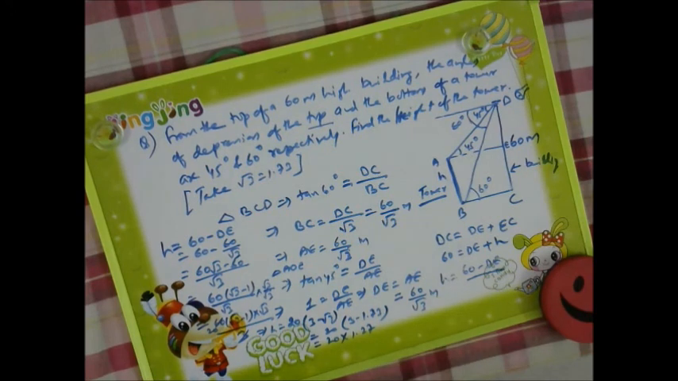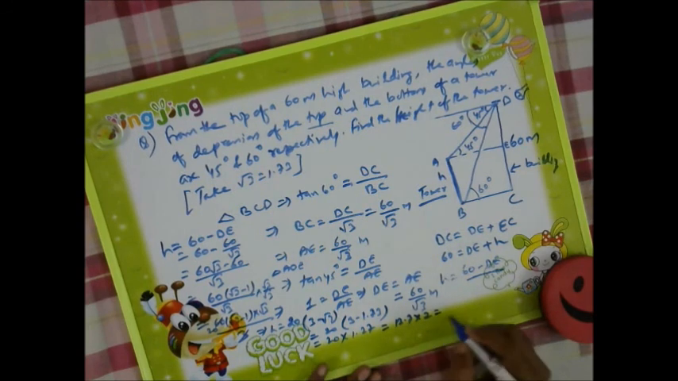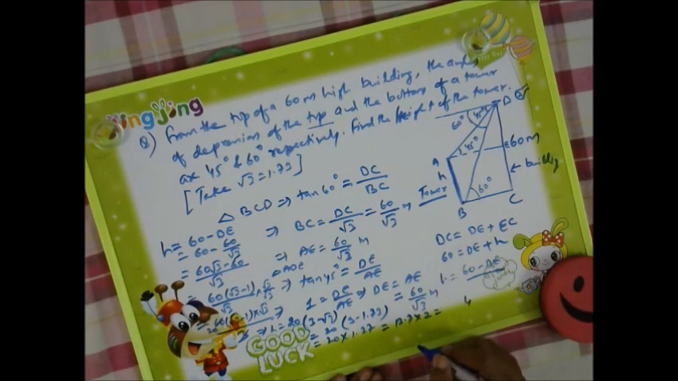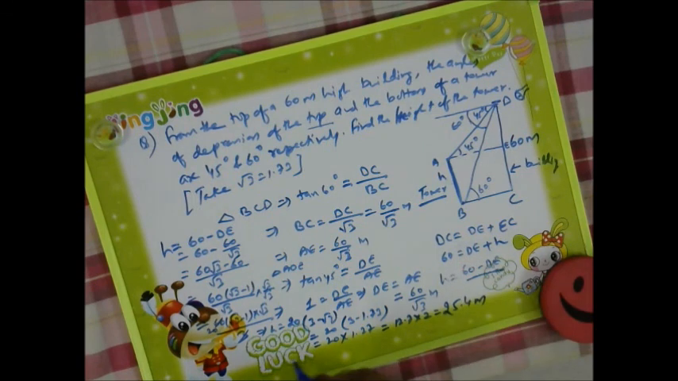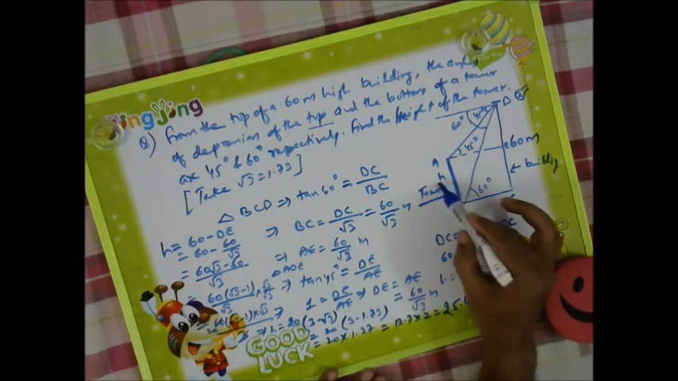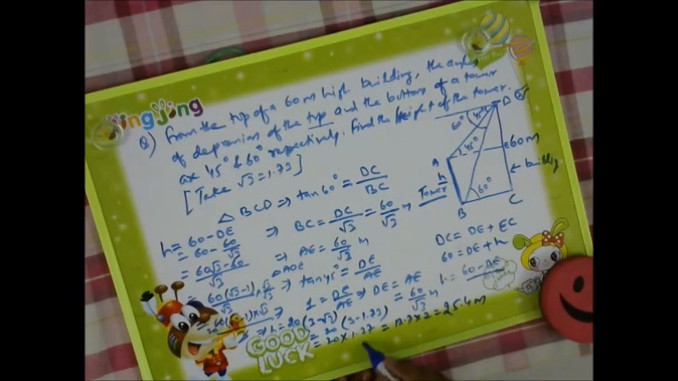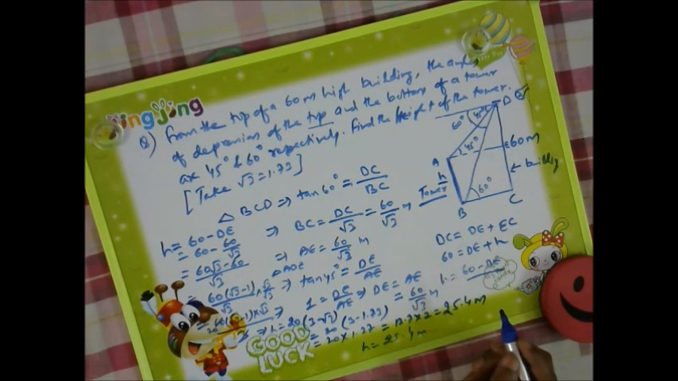Now we will multiply it. 12.7 into 2 gives 25.4 meter. So the height of the tower is 25.4 meter. So h will be equal to 25.4 meter. In this way we have solved this question.